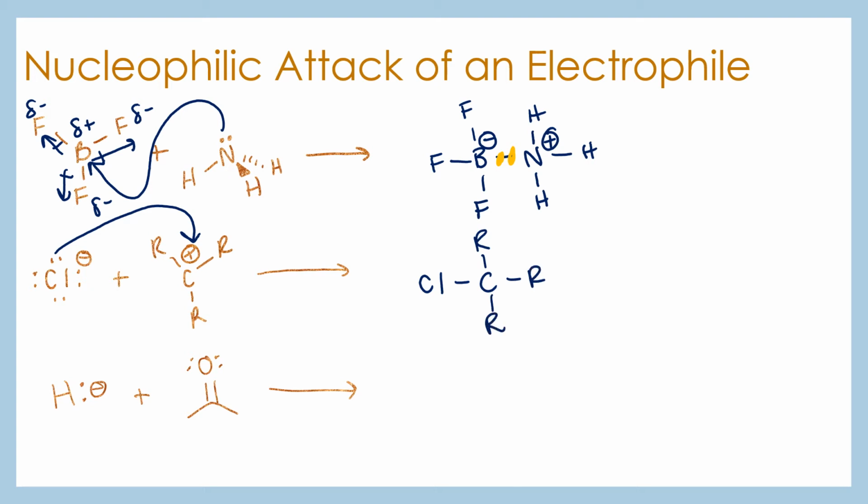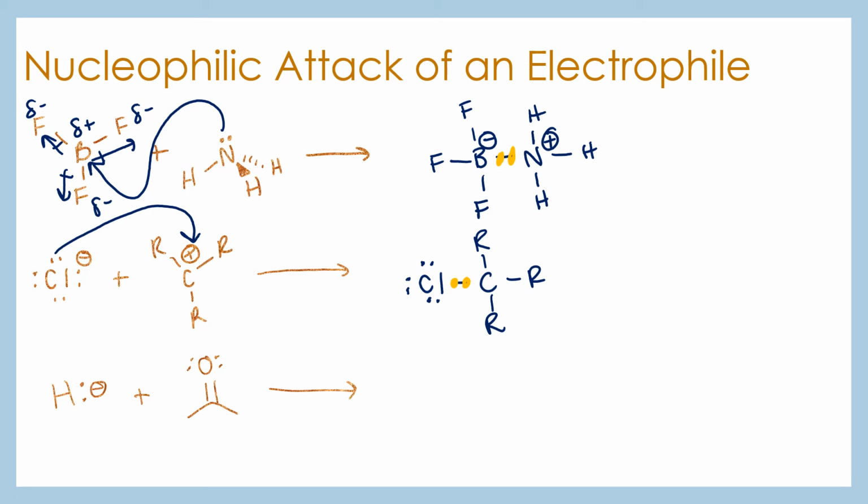All four of those alkyl groups are still on there, and chlorine still has 3 of its lone pairs. The other lone pair has been used to make this bond, and so chlorine lost a little electron density, which is why it's no longer negative, and carbon, which was positive, gained some electron density, and now it's neutral.